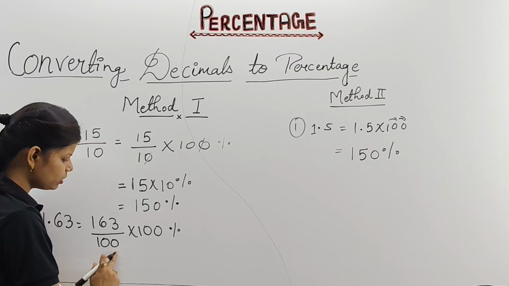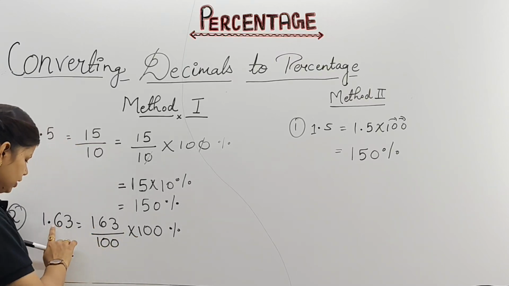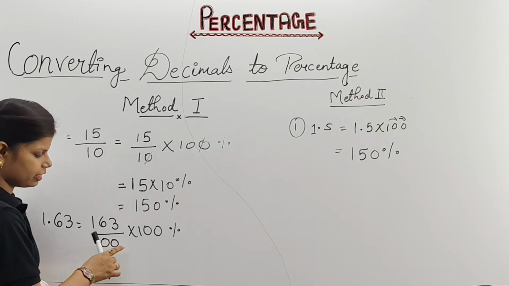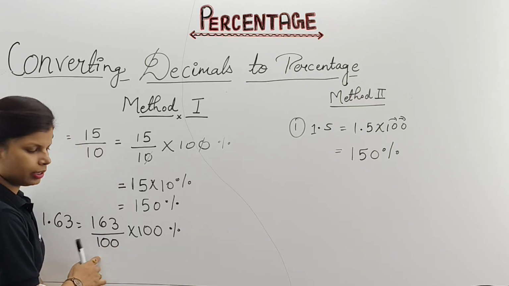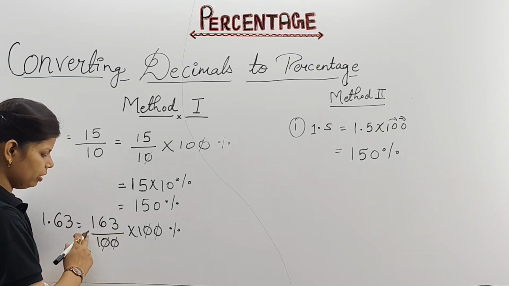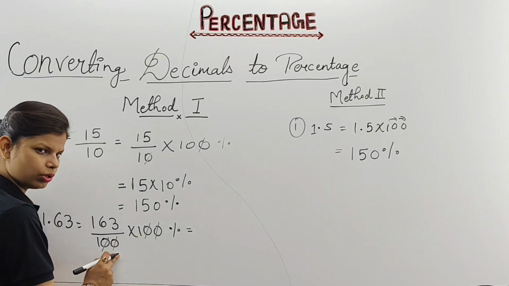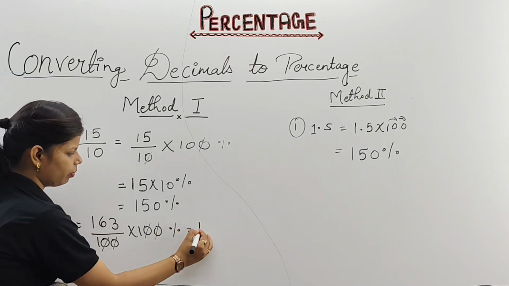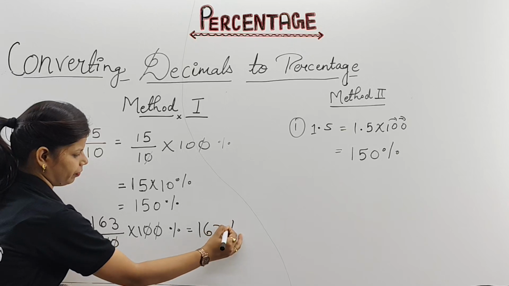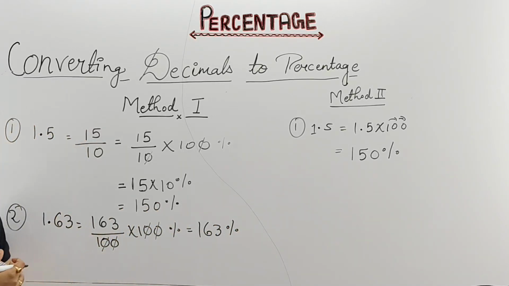Now this 100 is being cancelled with this one. Why have I written 100 here, do you understand? Because just after the decimal we are having two digits, that way we are putting 2 zeros over there. Now please cancel it out with this one. After cancelling both, you will write 163% over there. That means 1.63 can be written as 163%.